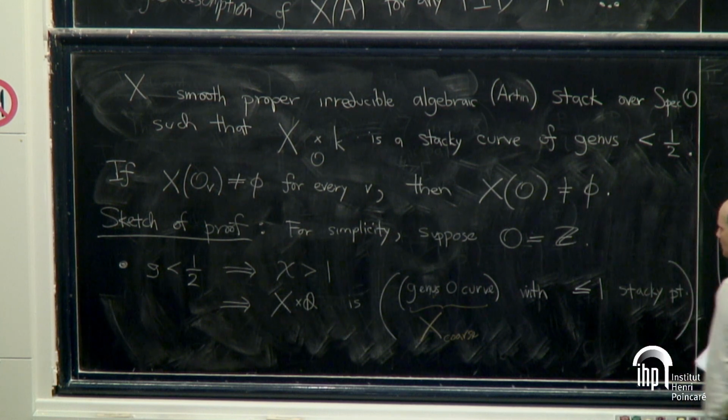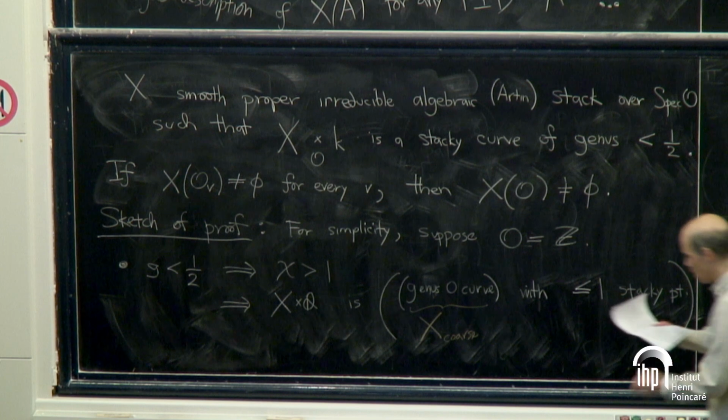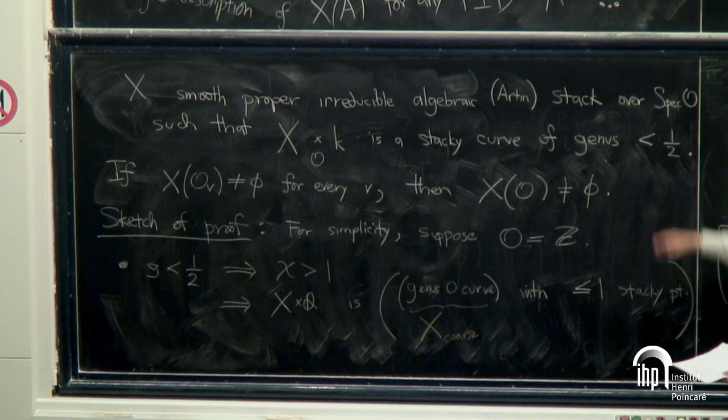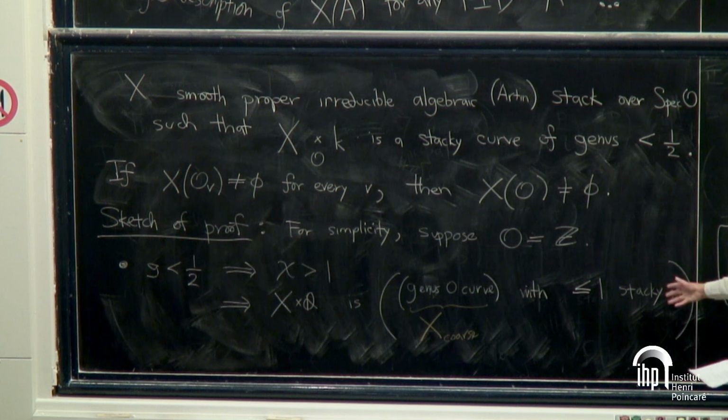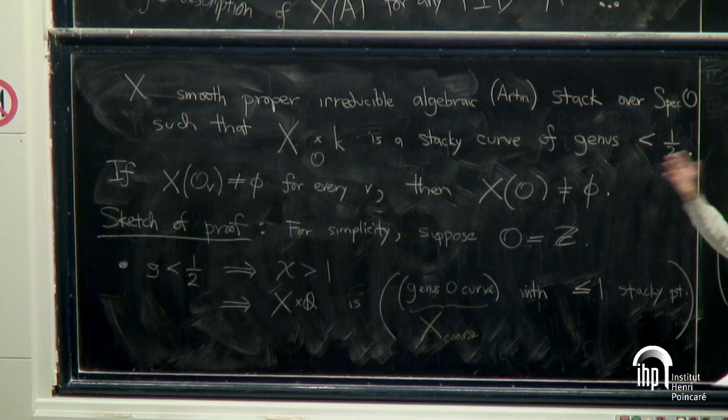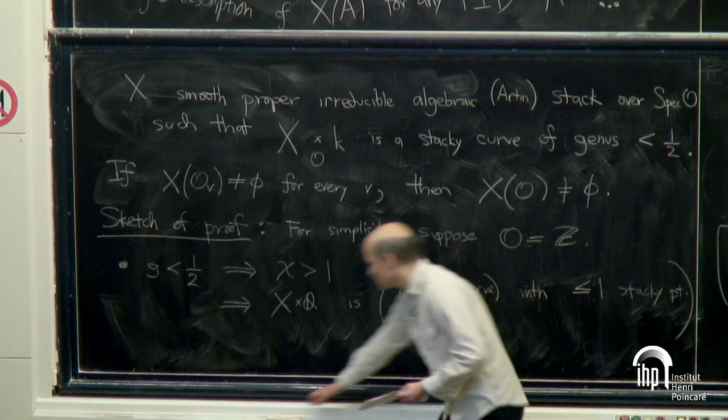So the only thing that makes this theorem a little bit challenging is that this only describes the generic fiber, and we're imposing very weak conditions on what can happen at the fibers modulo primes, and so we somehow have to deal with that.